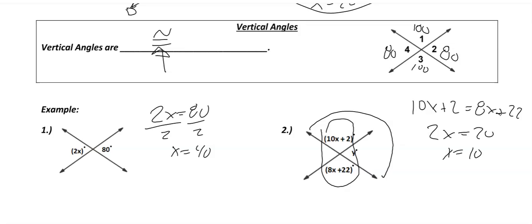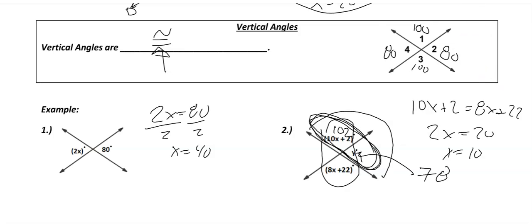What do you think you're going to do now? Well, now we can go over and figure out what this angle is. 10 times 10 is 100 plus 2 is 102. If I knew this was 102, and these two come together to be 180 because it's a line, basically, how much do we have left for y if this is 102? This one is going to be 78 degrees.